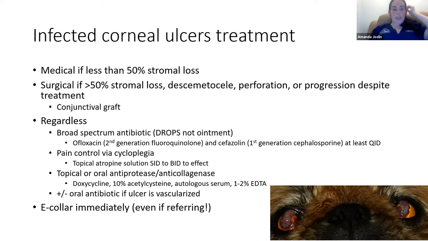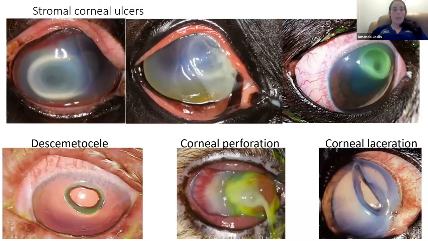And hypopyon within the eye within an ulcer is typically sterile, so it's not necessarily a concern to get an antibiotic on board. E-collar immediately, even if you're referring it, because you don't want it to rupture on the way. So these are just all the pictures I have of infected ulcers.